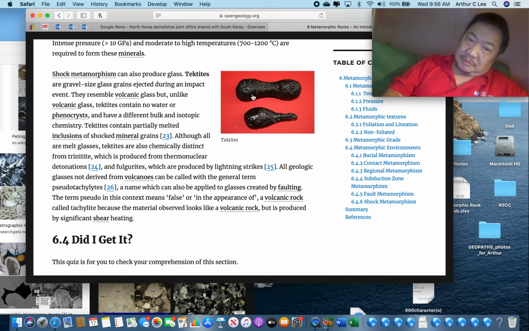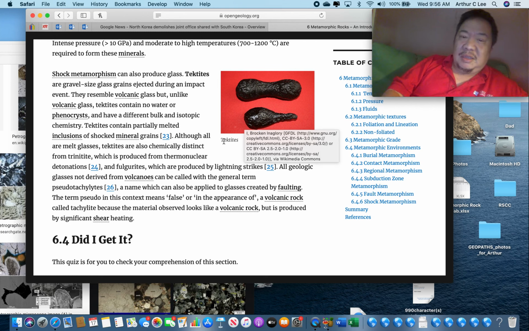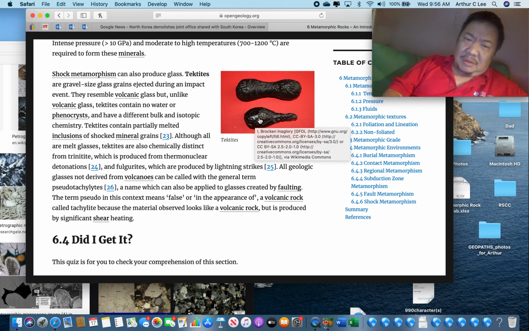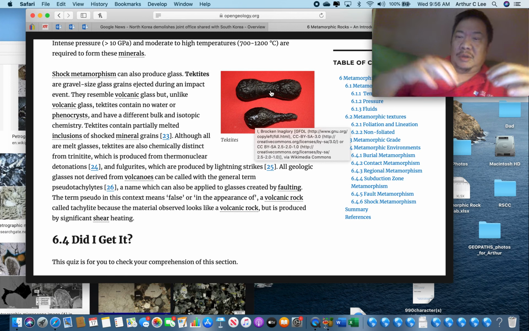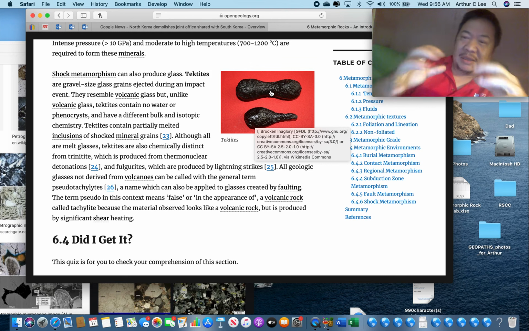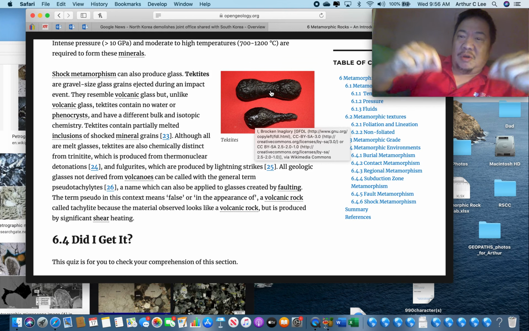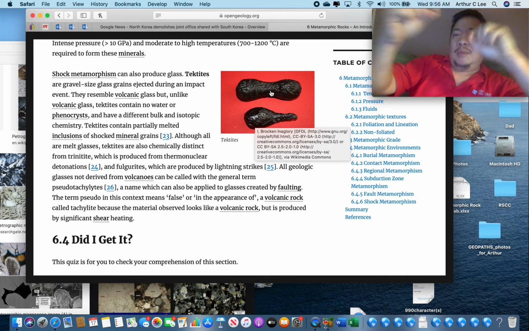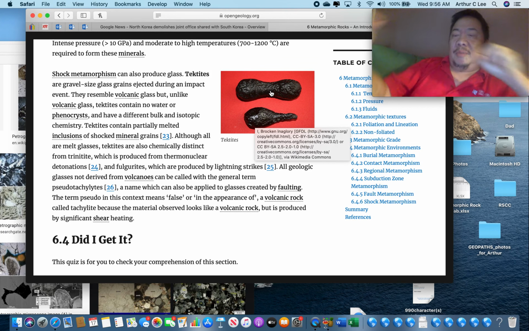you also get these tektites. And these are little blobs of glass. Inside of this is hollow. And so when the meteorite strikes the planet, it makes a crater, makes the shocked quartz, and it liquefies all the surrounding rock into glass, and then it moves out in all directions from the center of the crater. So tektites are also associated with shock metamorphism.